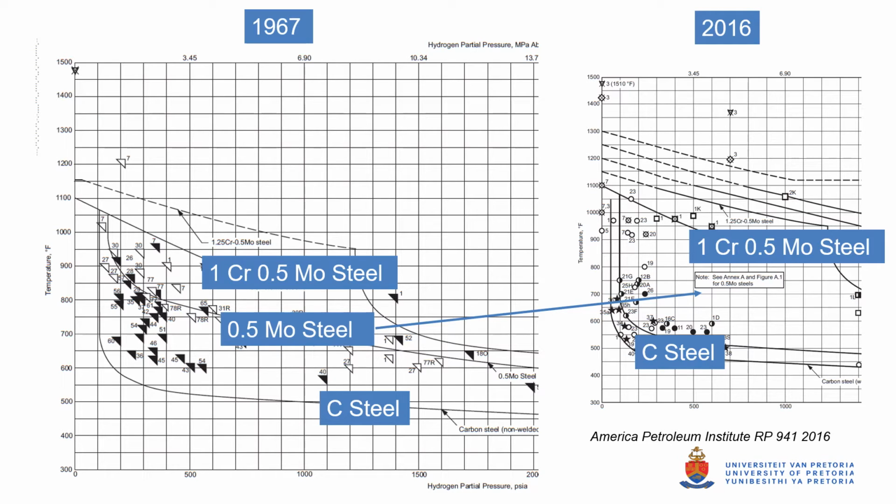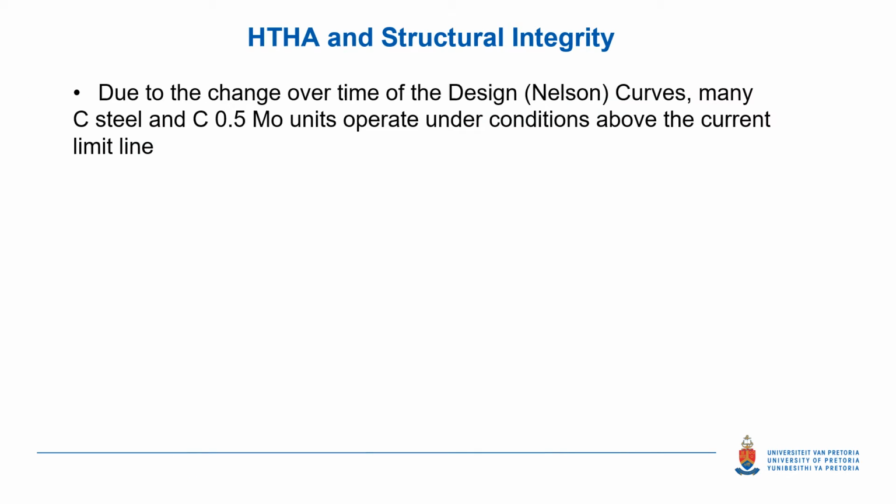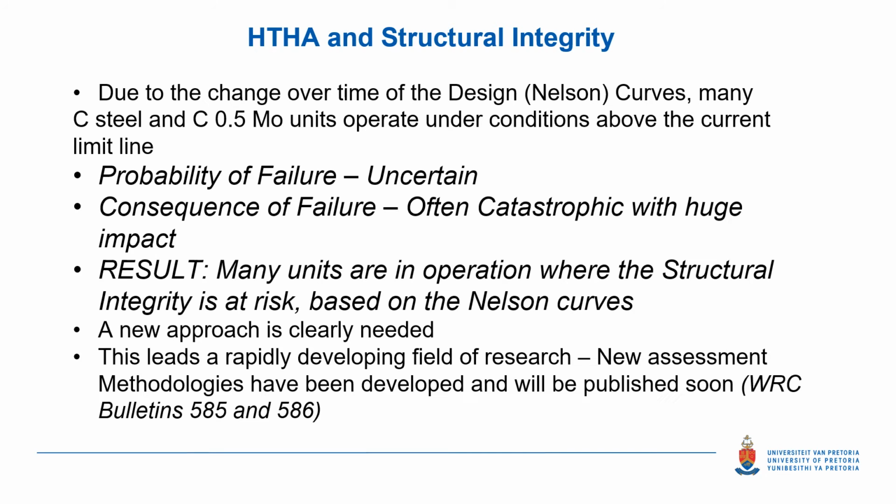Now, if you have a process unit constructed from carbon half moly, earlier, and it's operating at 700 Fahrenheit and 600 psi, you would have been quite satisfied and confident before 2016 about its structural integrity, but not so now. Many units now operate above the Nelson curves. The consequence is that the probability of failure is uncertain, but the consequence of failure is potentially very high due to the presence of flammable hydrogen. A new approach regarding structural integrity assessment is clearly needed.